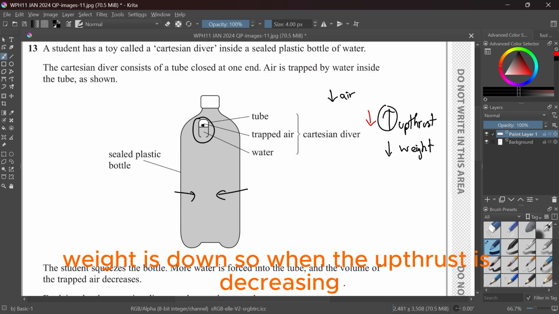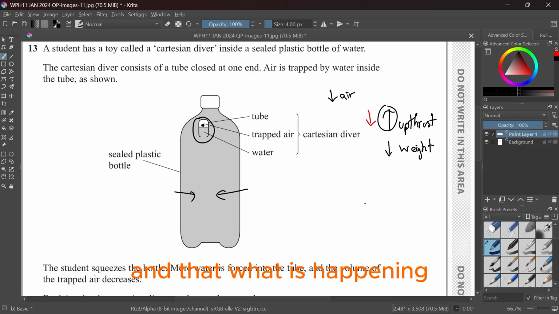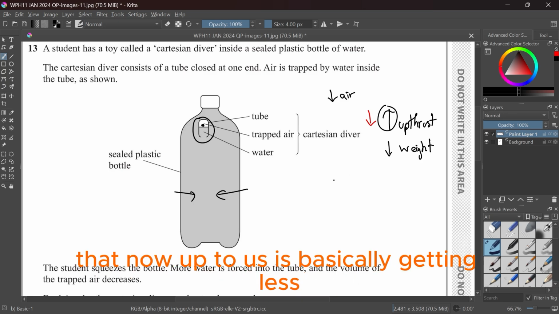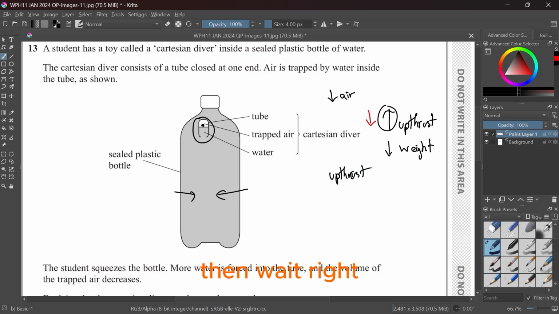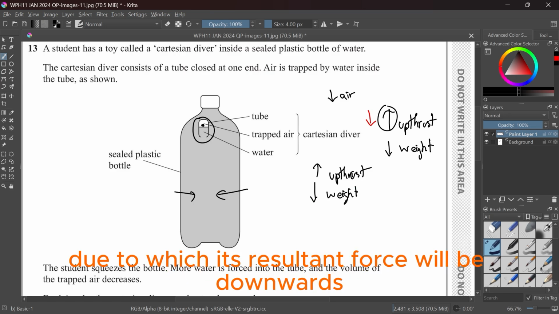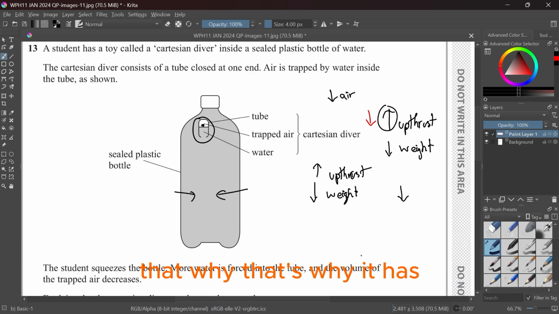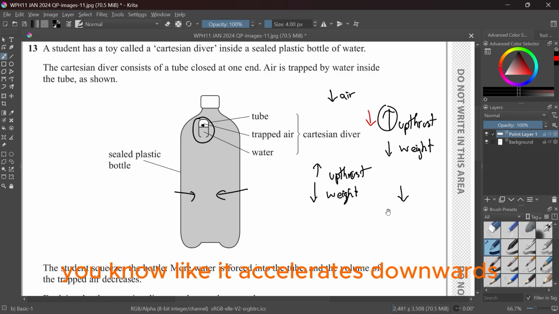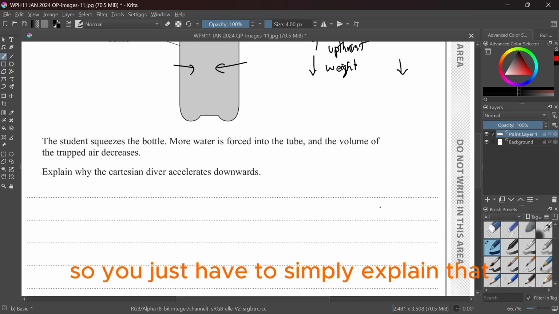So when the upthrust is decreasing, upthrust is basically getting less than weight, right? So it has a less arrow, and now weight is much bigger than upthrust, due to which its resultant force will be downwards. That's why it accelerates downwards. So you just have to simply explain that.